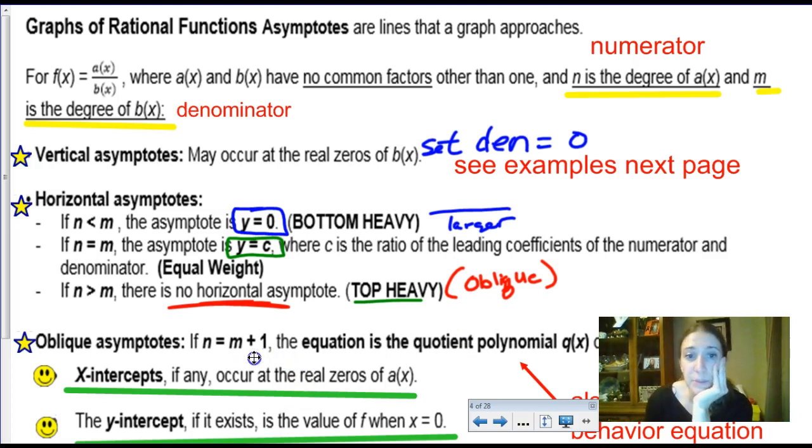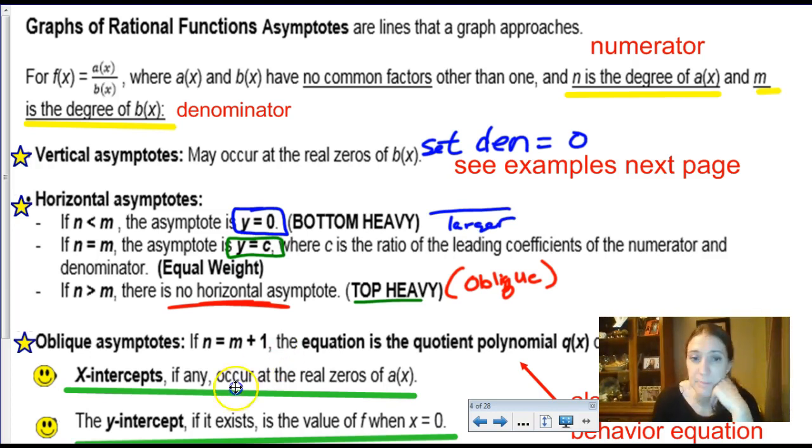Speaking of oblique asymptotes, it is the quotient answer when you do long division. So when you have a top-heavy fraction, it makes sense that we go through and do a division question. We're going to do long division, so sorry. And whatever the result is, you don't even have to find the remainder. I don't care about the remainder. I just want to know the quotient part of that. That is the equation for your oblique asymptote, which is slant.